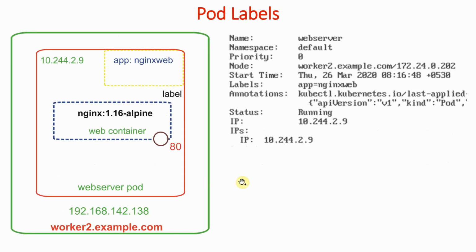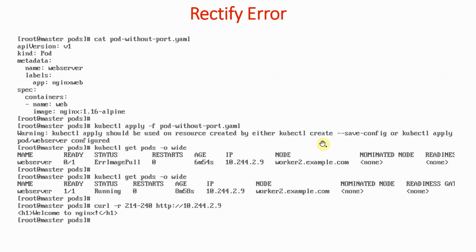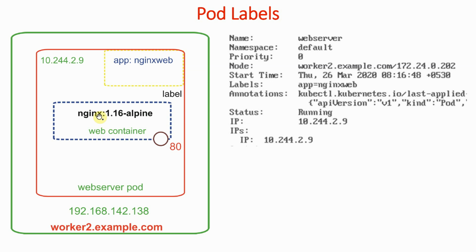Now regarding pod labels, we are going to discuss the pod label, because in our case when we were creating this, what we did was labels, app: nginx-web. So now our web container is running, which is based on the nginx image. And what label have we given? We have given app: nginx-web.